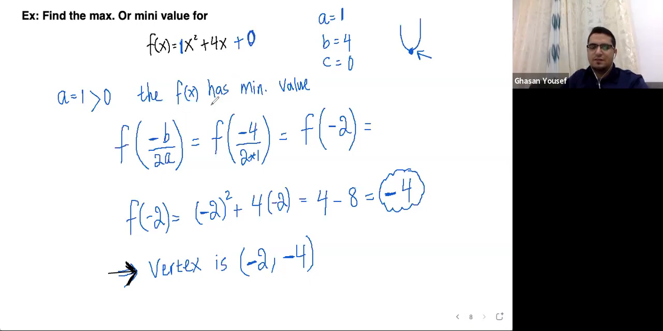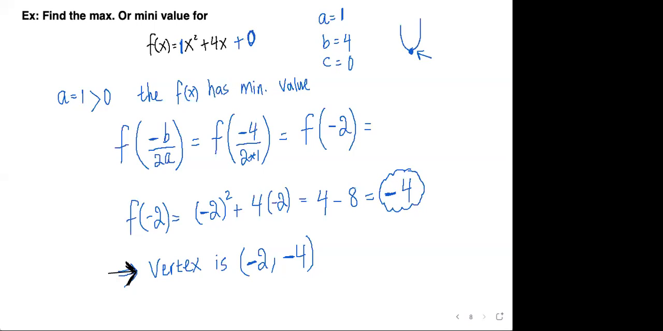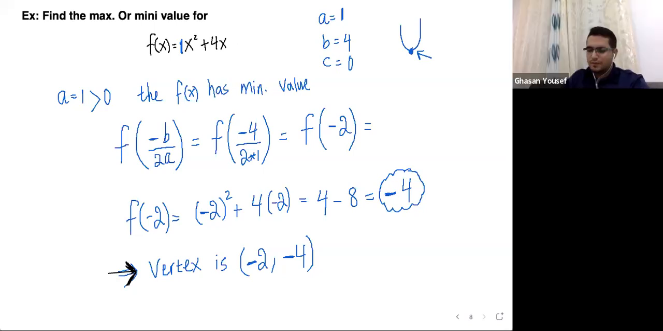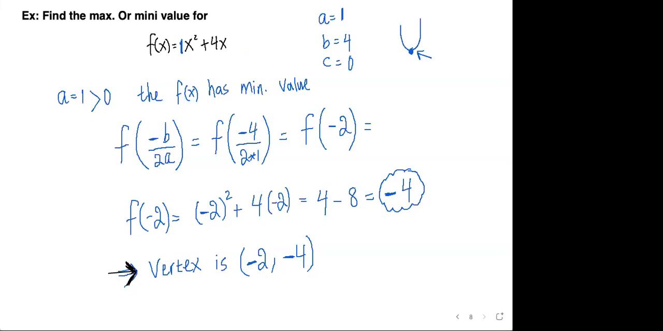Exactly like this. But Mister, I think I can explain this a little better. Okay, go ahead. So we use this little technique, b over 2a.